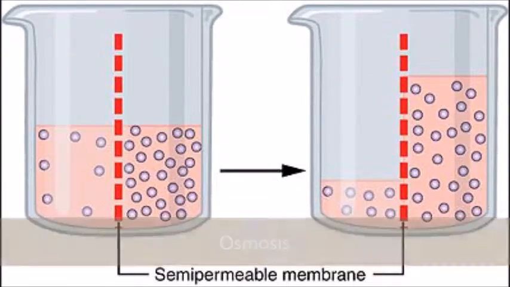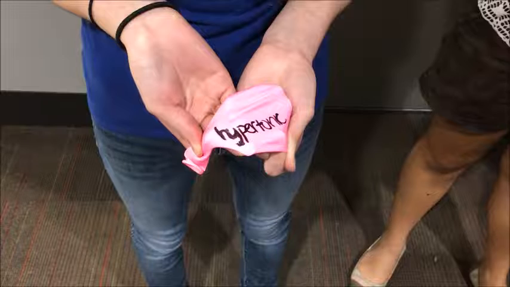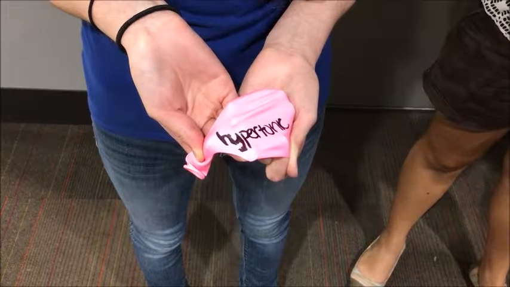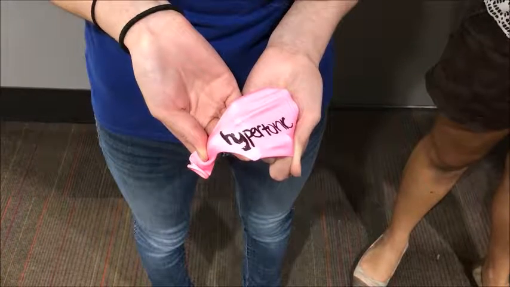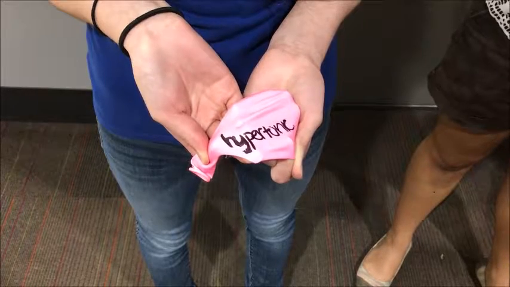Osmosis is the diffusion of free water across a selectively permeable membrane, whether artificial or cellular. In a hypertonic solution, the outside has a higher solute concentration. The cell shrinks, which is shown by the balloon shrinking.